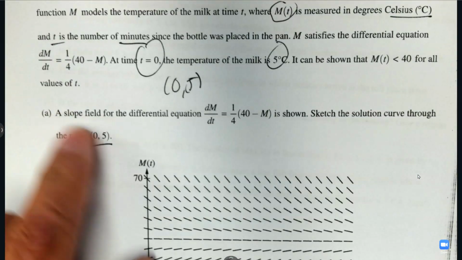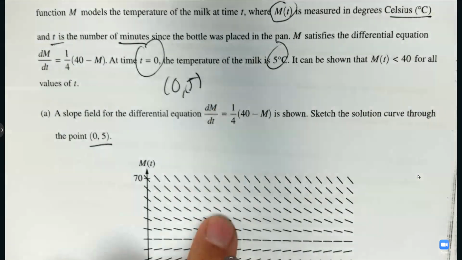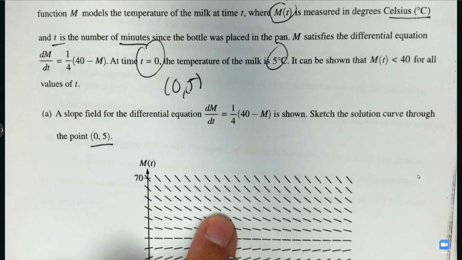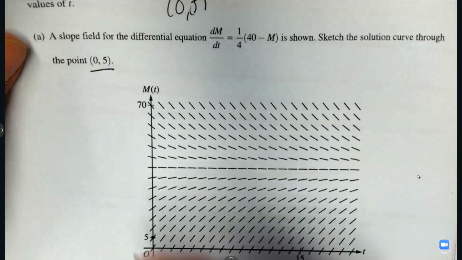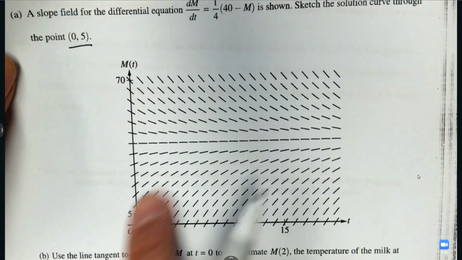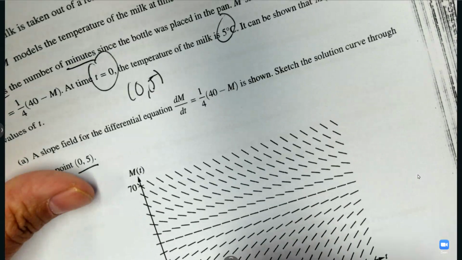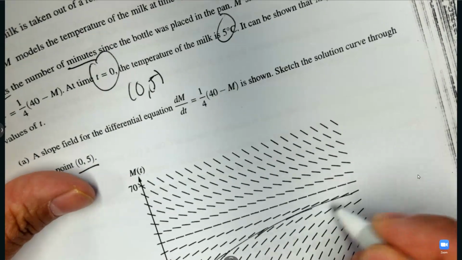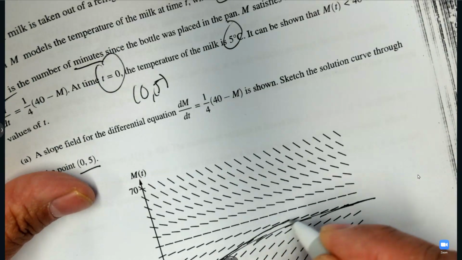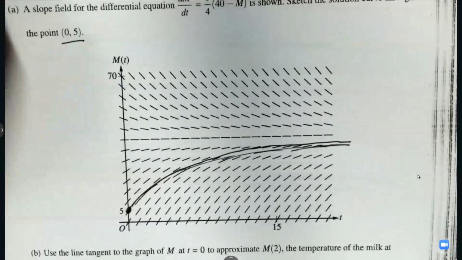All right, a slope field is here for this differential equation. Can you draw a sketch of a solution using the point (0, 5)? So right here is (0, 5), and we're just going to follow the slopes and how they curve and draw our picture. That's it. Beautiful.